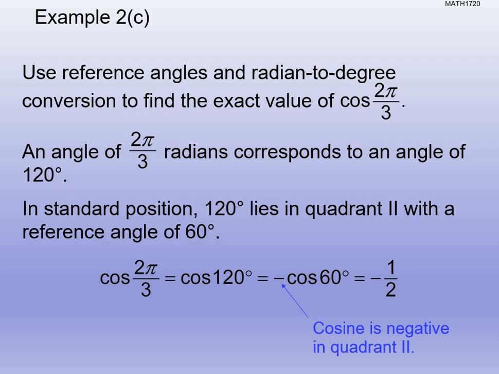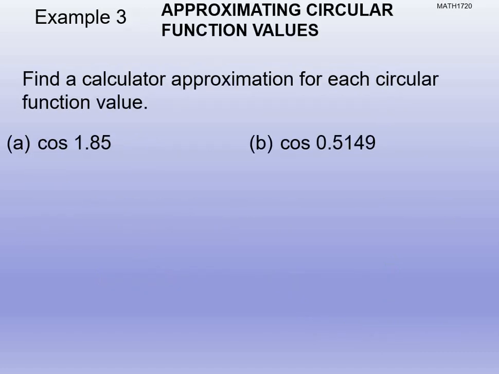Just the reference angle there, we're using 60 degrees. We're using a 1, square root of 3, 2 triangle. And the adjacent side is the negative 1. And the magnitude is 2, so that's why it's negative 1/2. So very simple if we can convert it to degrees, or just to give us a good frame of reference in our mind. So now let's find calculator approximations.